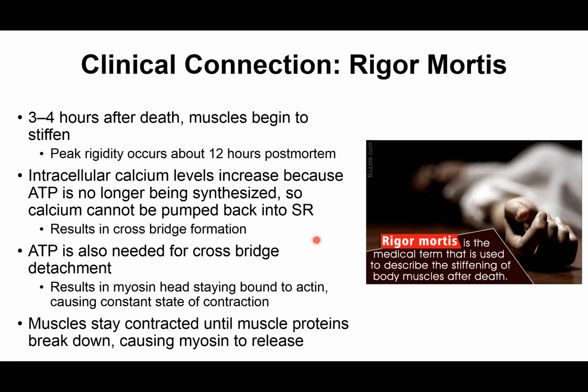But remember, ATP is also needed in order to detach those myosin heads. So if we are not making ATP, then the myosin head is going to stay bound to actin, and this is going to cause a constant state of muscle contraction. The muscles are going to stay contracted until the muscle proteins themselves actually break down during decay, and that's what's going to cause the myosin to be released.